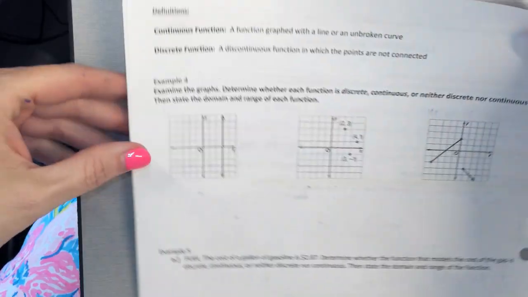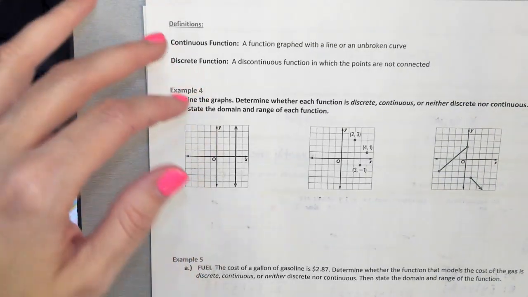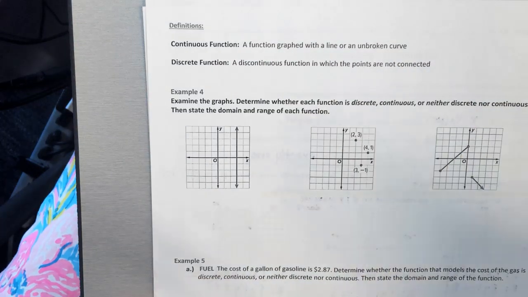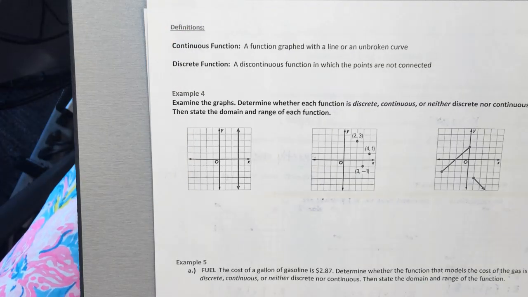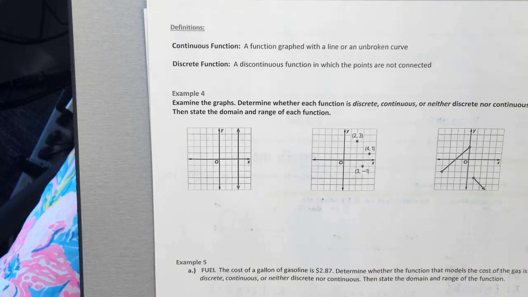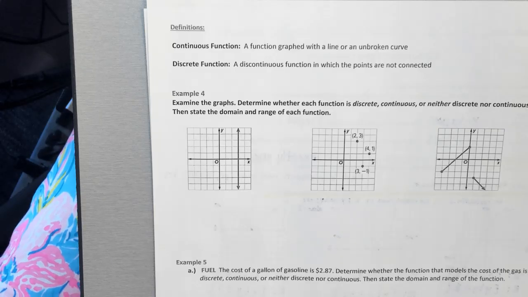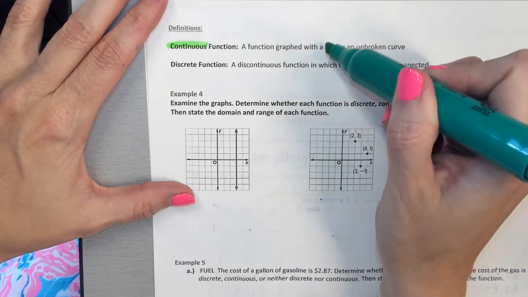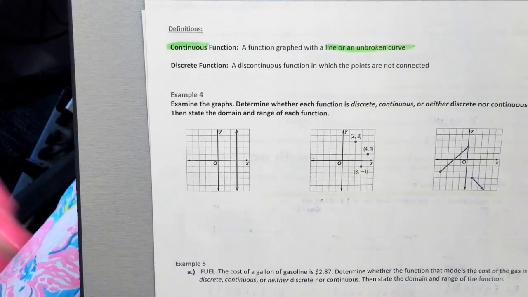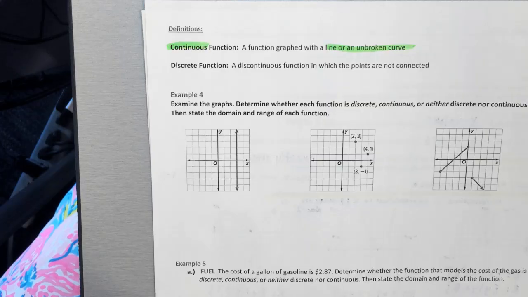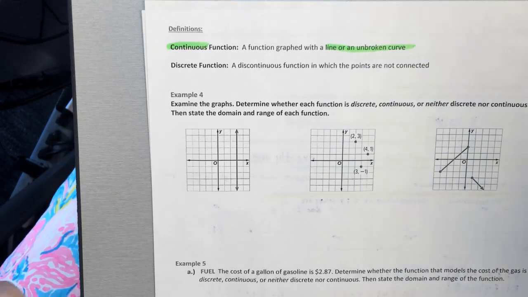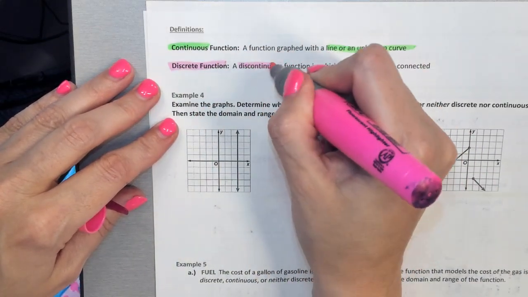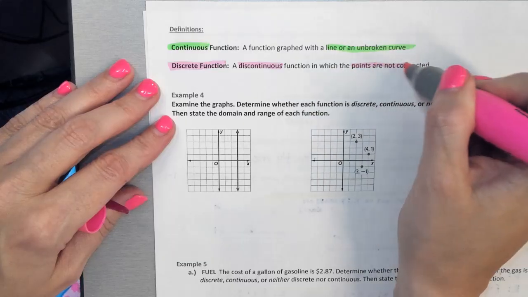All right, and then the last thing we're going to talk about today is continuous functions and discrete functions. Just nod your head if a continuous or discrete function is something you've heard of, even if you don't remember what it is. So if it is continuous, you can graph it with a line or an unbroken curve. I think a good way to remember it is that you can draw it without picking up your writing utensil. And if it's discrete, it has to be discontinuous, in which the points are not connected.